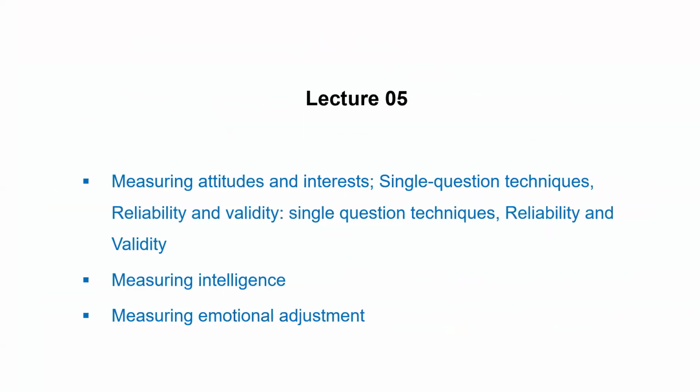These three are what we did: measuring attitude and interest, measuring intelligence, and measuring emotional adjustment. That's why we are talking about emotional intelligence, social intelligence, like that we talk. Nowadays we say 3 Qs. What are they? IQ means intelligence, SQ means social, EQ means emotional intelligence.